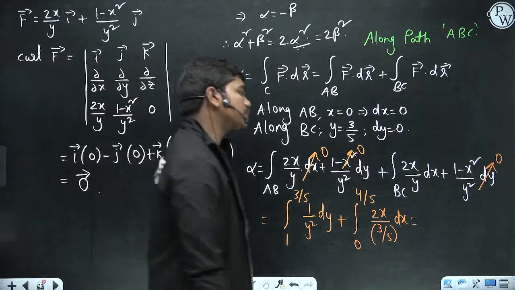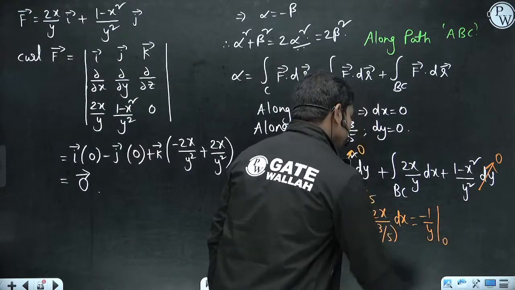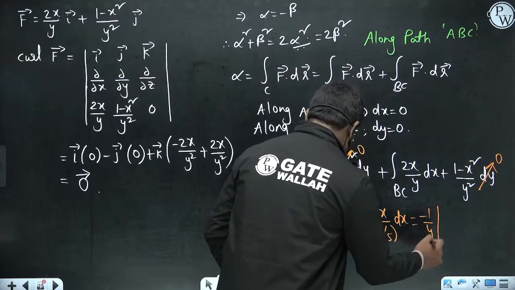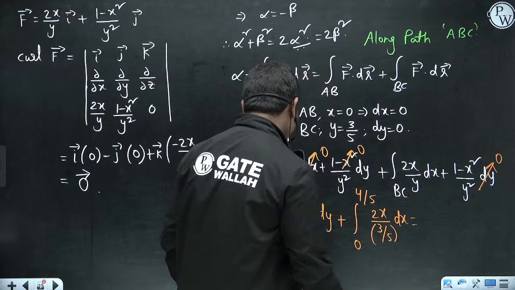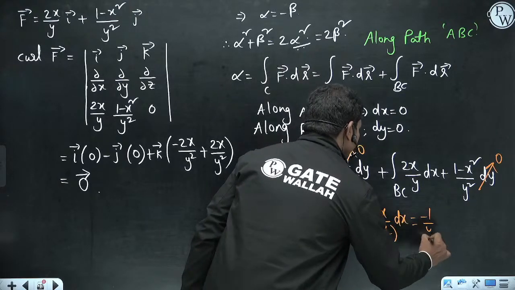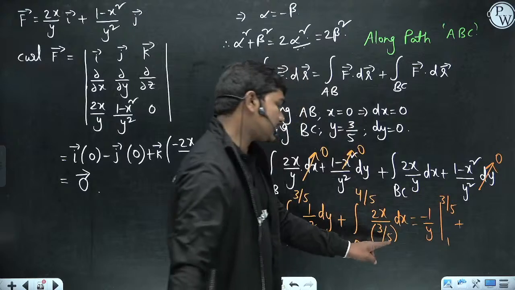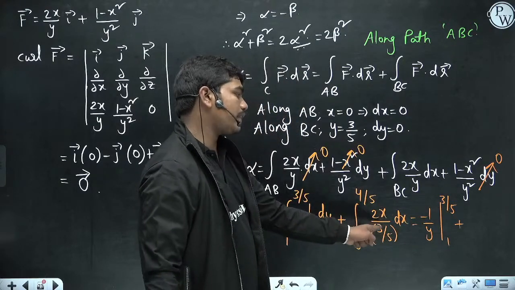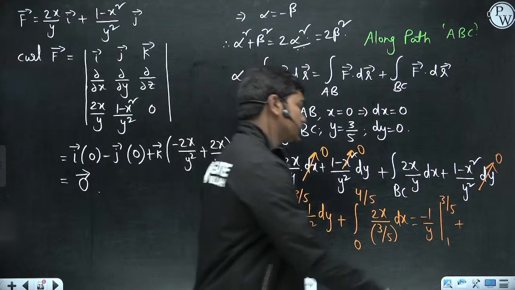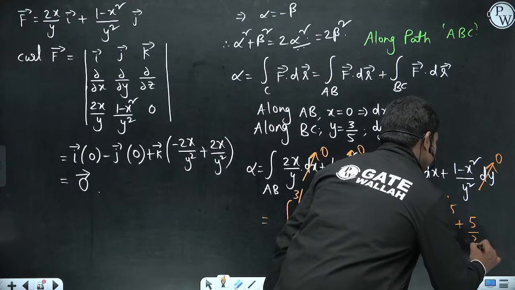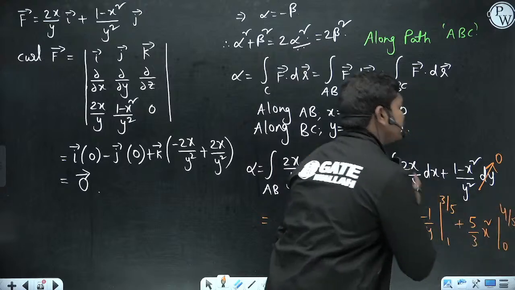Integration of 1 by y square is minus 1 by y within the limits 1 to 3 by 5. So we can write this as minus 1 by y from 1 to 3 by 5, plus 10 by 3 into x square, since integration of x is x square by 2, so 5 by 3 x square, within the limits 0 to 4 by 5. So you can calculate this value directly.